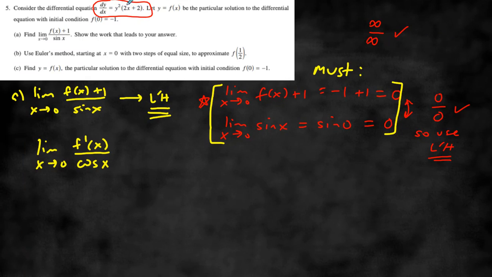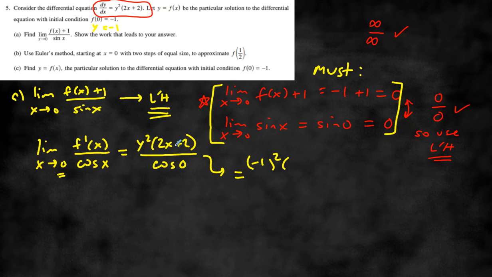We're not given the function, but we are given its derivative. So in order to evaluate the derivative, we know x is 0, but do we know y? Well, it turns out that we do, because f of 0, or y, is equal to -1. So when we go ahead and substitute this derivative, it's going to be y squared times 2x plus 2, and this is going to be a cosine 0, which is just 1. So y is -1, so this is -1 squared, 2 times 0 plus 2, that's 2, divided by 1. And this is going to be 2. So the answer to part A there is 2.